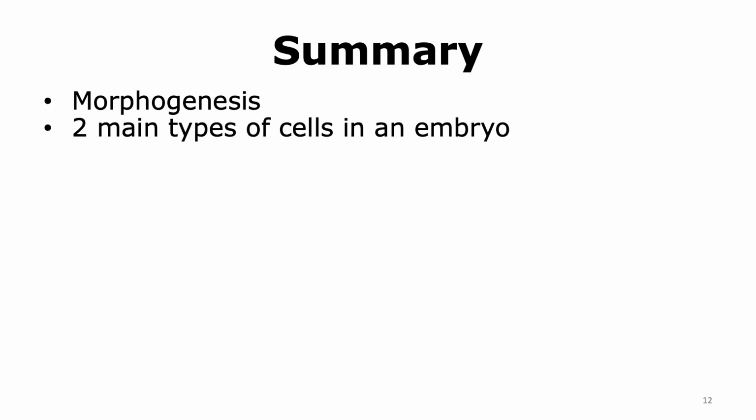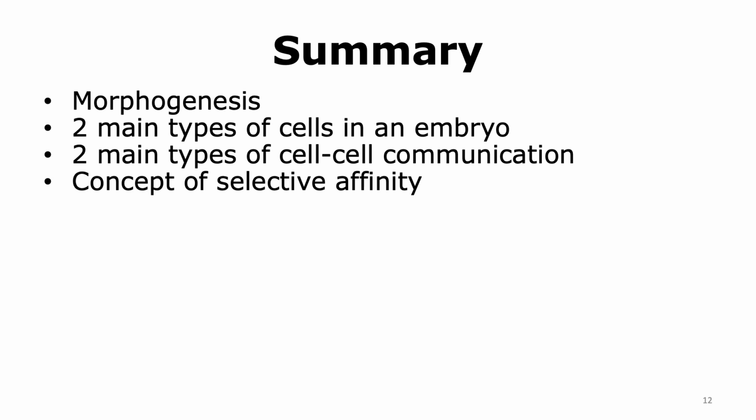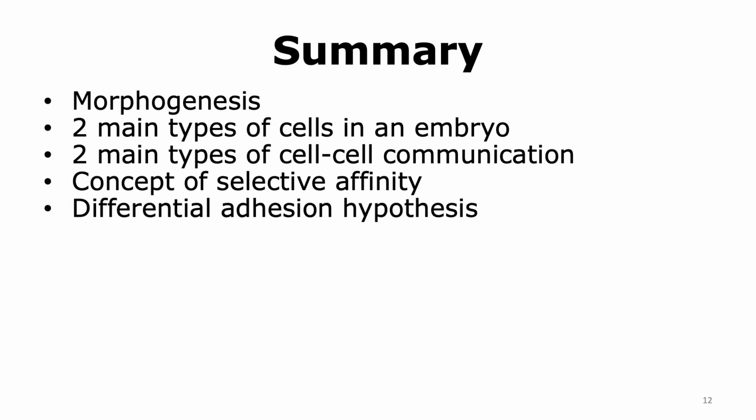With this, we come to the end of our talk where we learned about morphogenesis and the different types of cells that are present during development, as well as the main types of cell-cell communication and the concept of selective affinity. We then learned about the differential adhesion hypothesis.